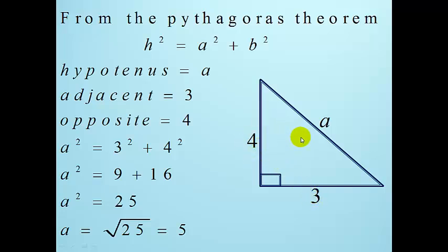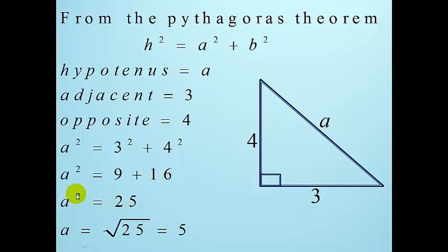So from this diagram, let our adjacent side be 3 and let our opposite side be 4. So we know the hypotenuse to be A, the adjacent to be 3, and the opposite to be 4. From the Pythagoras theorem, A square, since A is the longest side, is equal to 3 square plus 4 square. When we square 3, the answer is 9, and 4 square equals 16. 9 plus 16 equals 25.